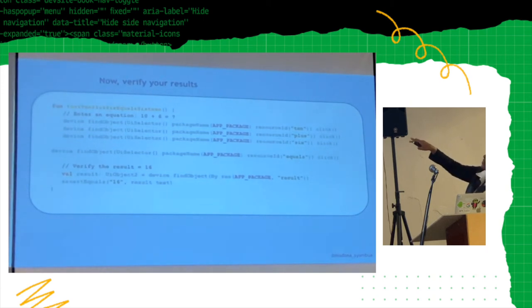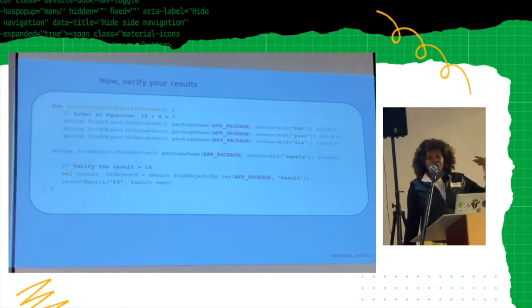So here we have device dot find object, and you have a UI selector, the package name, you have to give it a package, and then the resource ID, which is 10, and then you do click. And then we do the same with the plus, and then the 6, and then we find the object and do the equals. So finally, we can verify that the result UI object is equal to 16. I know it does look like a lot of work, as compared to the previous Espresso.